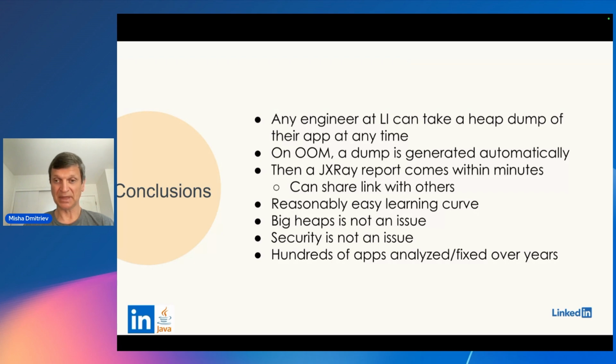Everything is done automatically, and literally within minutes, they will receive JXRay analysis. On out-of-memory error, a heap dump is generated automatically. So if your application crashed at midnight because it ran out of memory, then in the morning you will see the heap dump analysis, and you will very likely know what to do again very quickly.